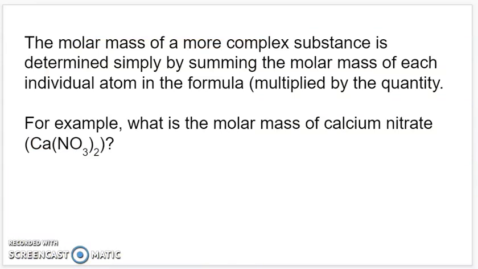So say we wanted to get the molar mass of something more complex than a single atom. Well, it's pretty simple. All you have to do is just sum up the mass of all of the atoms involved in the substance and make sure to multiply them by the quantity of those atoms in the substance. So for example, let's try to calculate the molar mass of calcium nitrate, which has the formula Ca(NO3)2. So we have 2 nitrates attached to a single calcium atom.